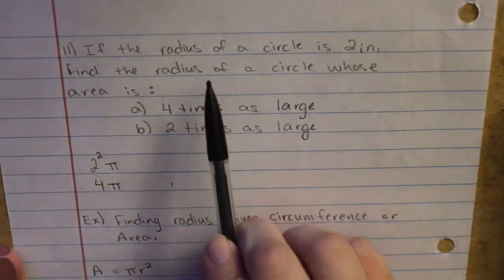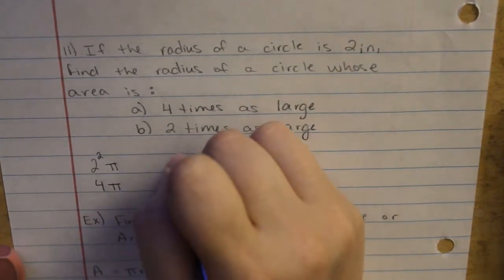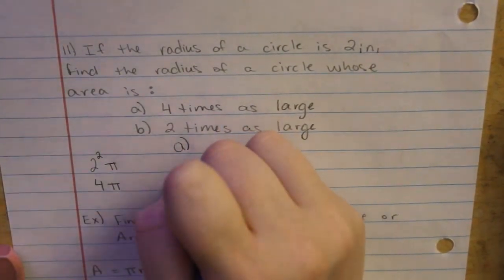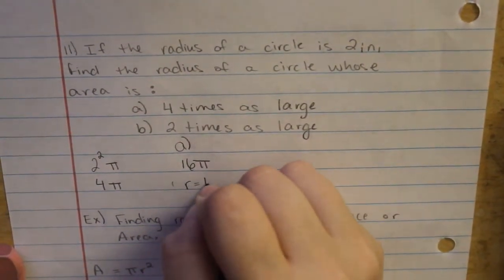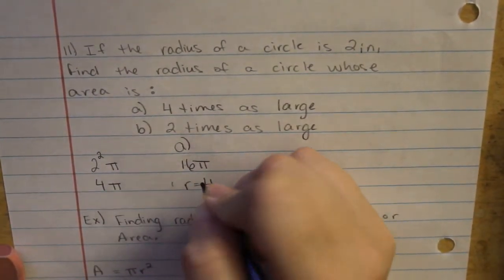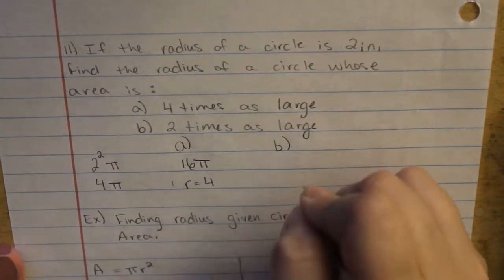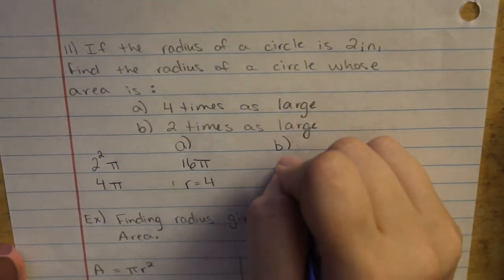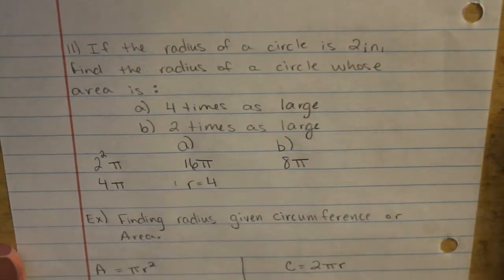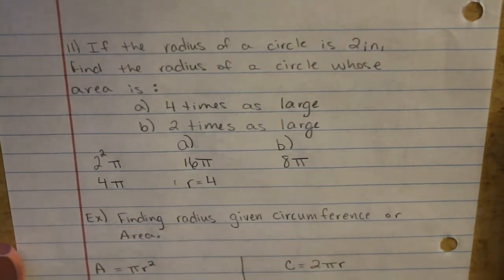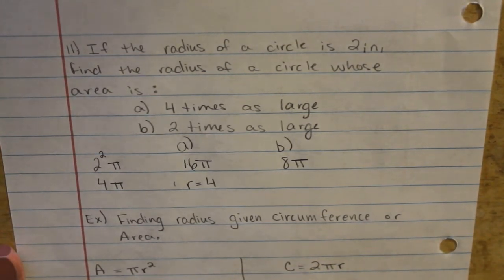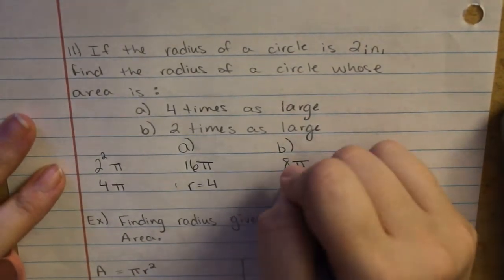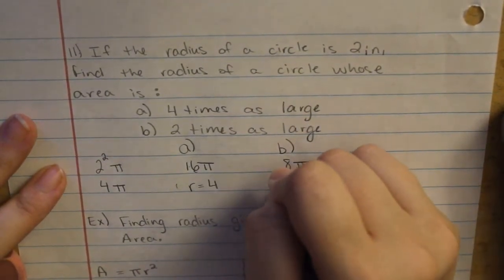My area is 4 times as large. So I'm going to do A here. 4 times 4 is 16 pi, which makes my radius 4, because it's the square root of 16. And then B is what happens if it's twice that. So if it's 8 pi, what happens to my radius? We have to find the square root of 8. Flip the phone, square root of 8, and that's 2.8. So 2.8 is our radius.